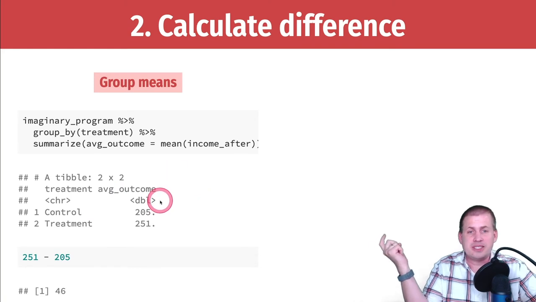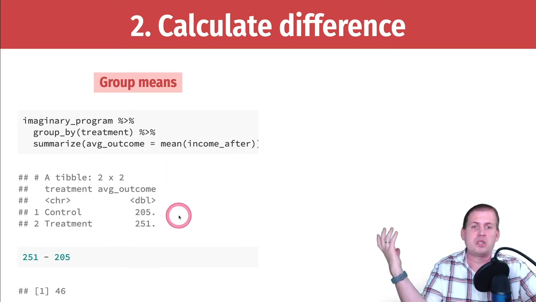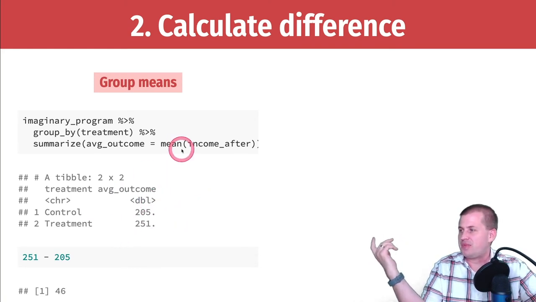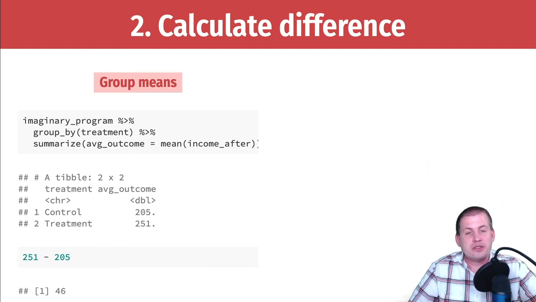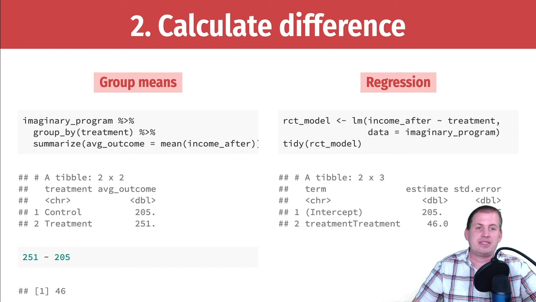The only issue with this is it requires some manual math, because you do this, you get the averages 251 and 205, but then you have to subtract the difference yourself, and that's tedious. And so another way you can do this is by using regression instead of calculating group means on your own, because regression is essentially a way of finding group means.